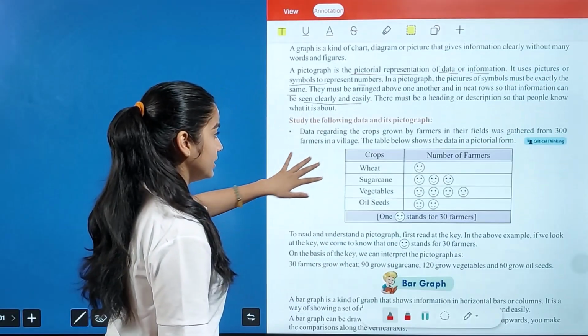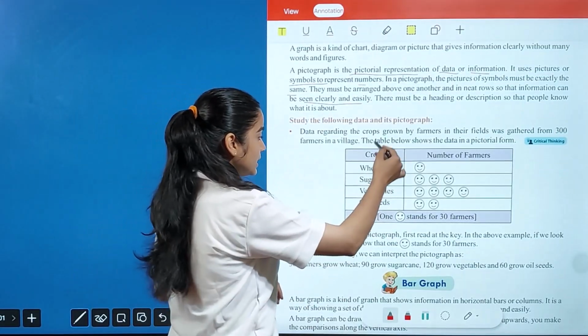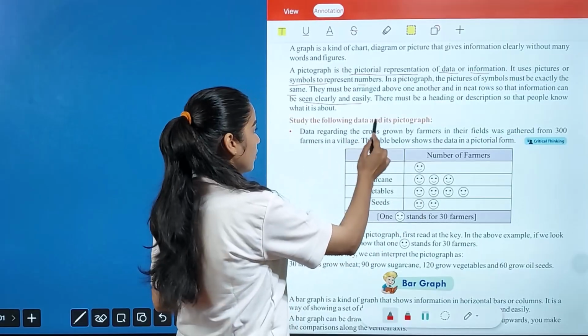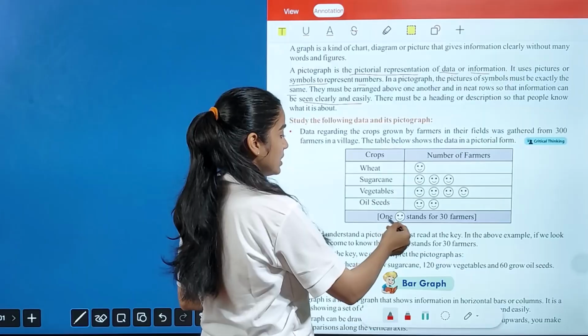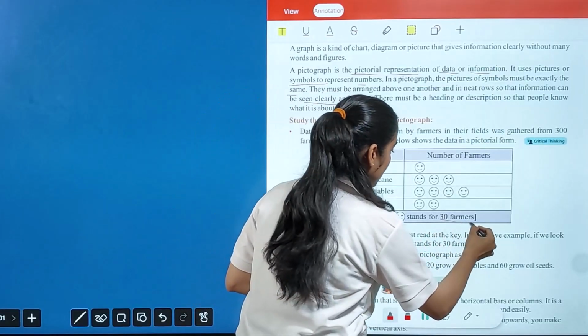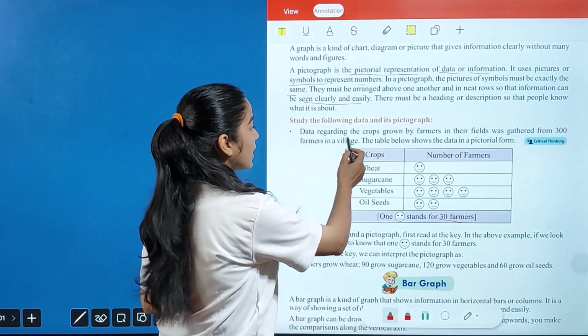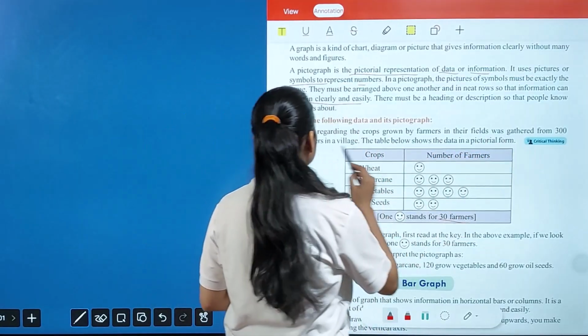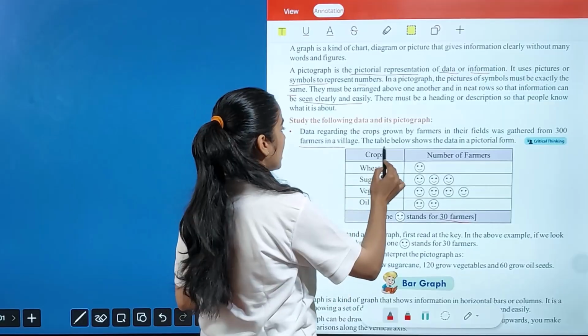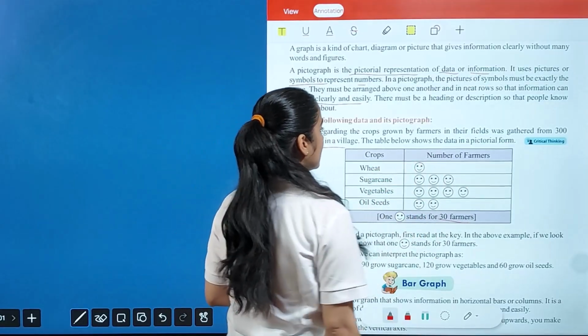For example, study the following data and its pictograph, which is represented with smileys. One smiley stands for 30 farmers. Data regarding the crops grown by farmers in their fields was gathered from 300 farmers in our village. The data below is shown in a pictogram.